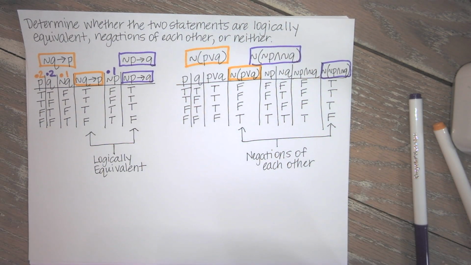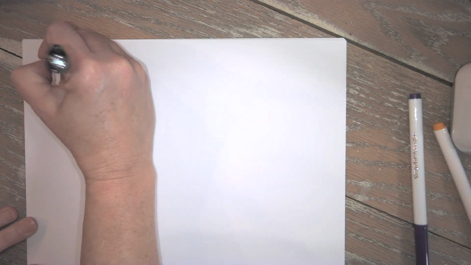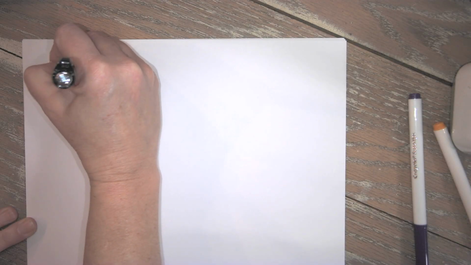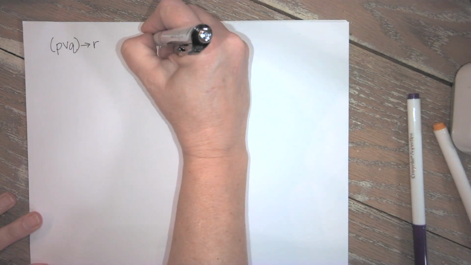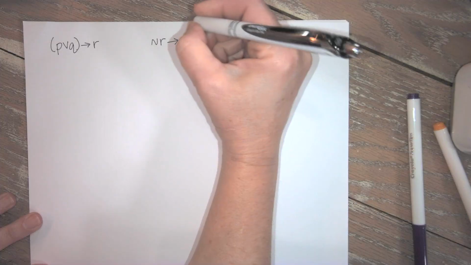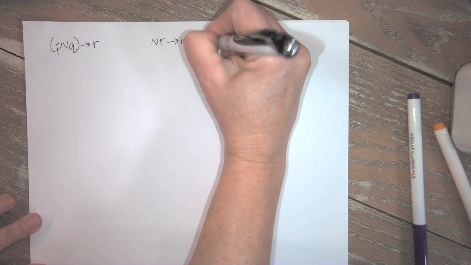All right, now let's do one more. I'm going to need another piece of paper because in this one I'm going to include some R's, a third simple statement in our compound statements. So my two statements this time are, if P or Q, then R. That's my first statement. My second statement is, if not R, then it is false that P or Q.